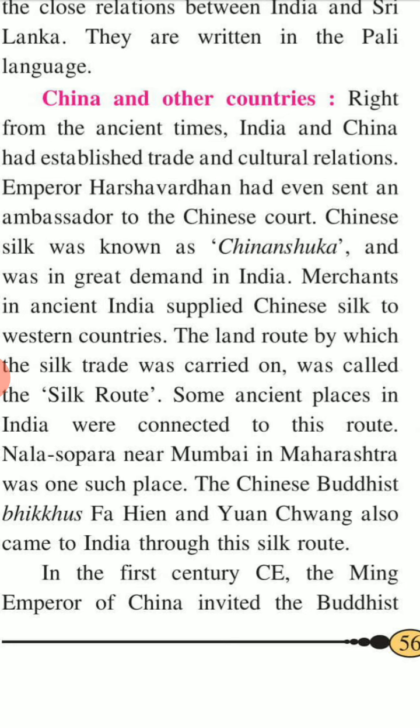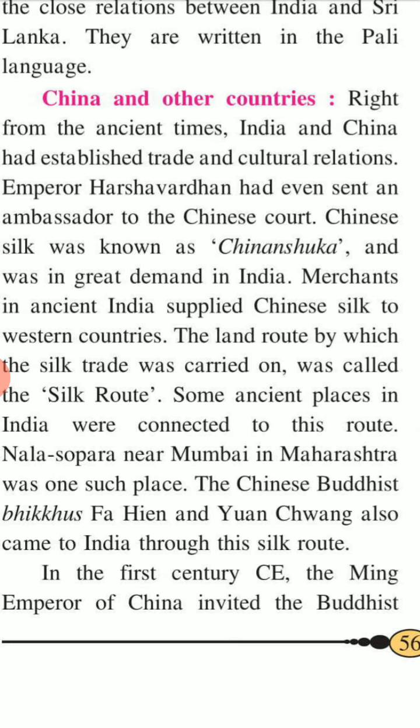China and other countries. Right from ancient times, India and China had established trade and culture relations. Emperor Harshavardhan had once sent an ambassador to the Chinese court. Chinese silk was known as Chinanshuka and was in great demand in India. Merchants in ancient India supplied Chinese silk to Western countries. The land route by which the silk trade was carried on was called the Silk Route. Some ancient towns in India were connected to this route. Nalasopara near Mumbai, Maharashtra was one such place.